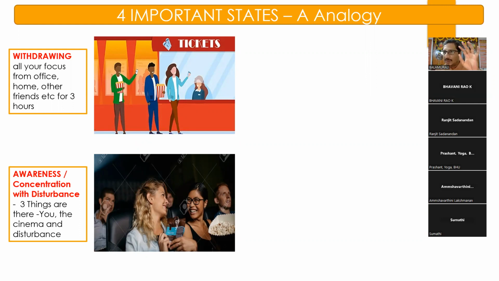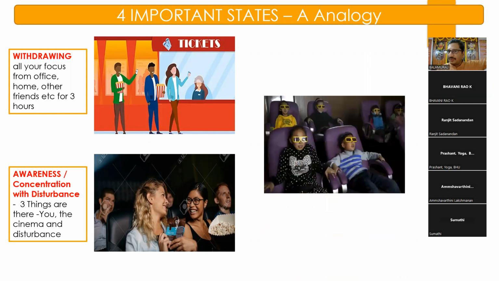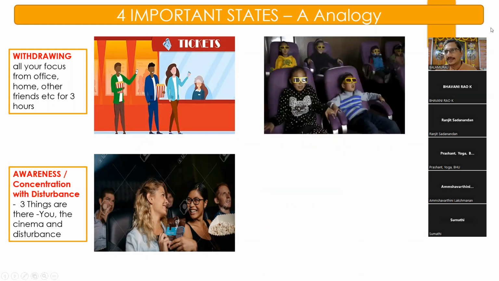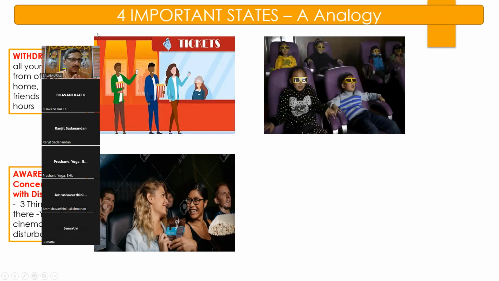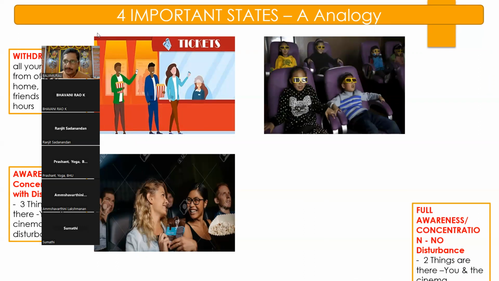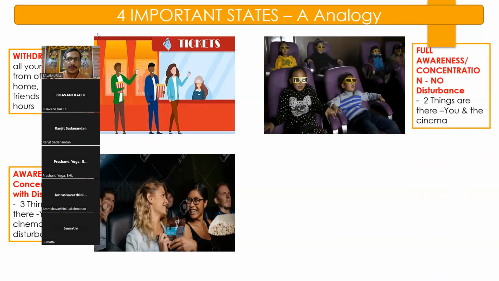After the reel starts and the first scene begins, all the lights are off. Now you're watching like this. Is that true? No talking. Nobody is talking to anyone else. Everybody is interested in the movie. Who is here now? Only you and the movie. No disturbance, because the disturbance of talking has gone. Now you are sincerely watching the movie.